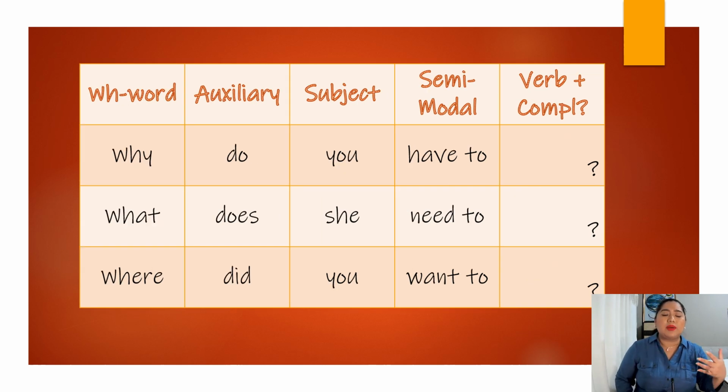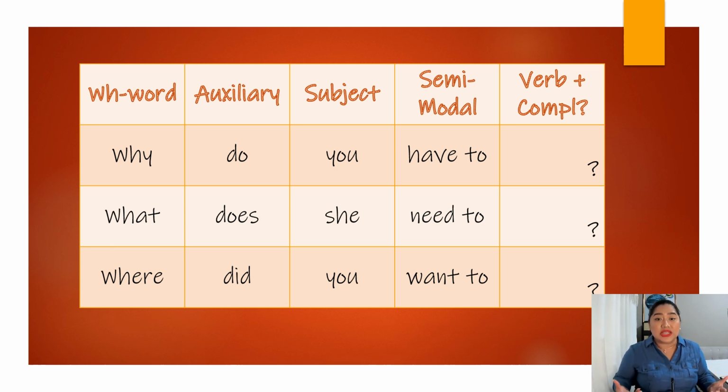Now, let's talk about long questions. You need, the first time, a wh-word. A wh-word could be what, where, why, what time, how many, how much. All of these are wh-words. And then we use the auxiliary. Of course, it depends on the tense. So, why do, where did, what does, and the subject comes next.